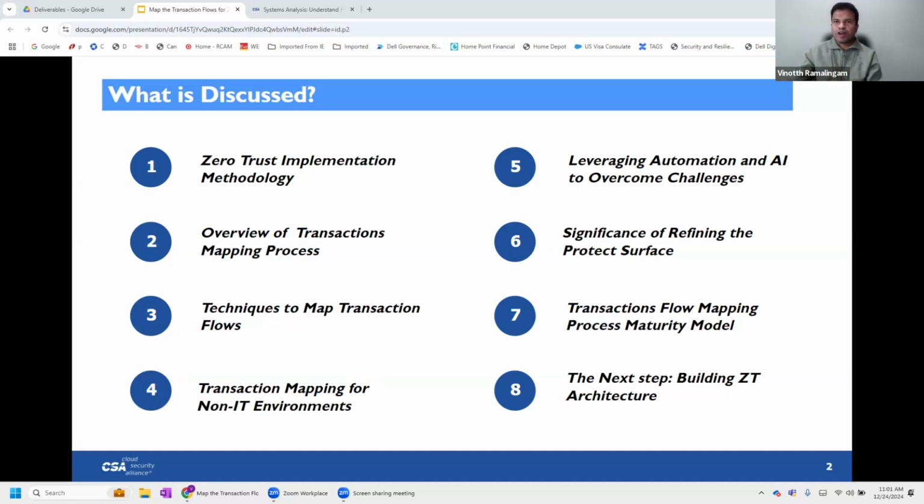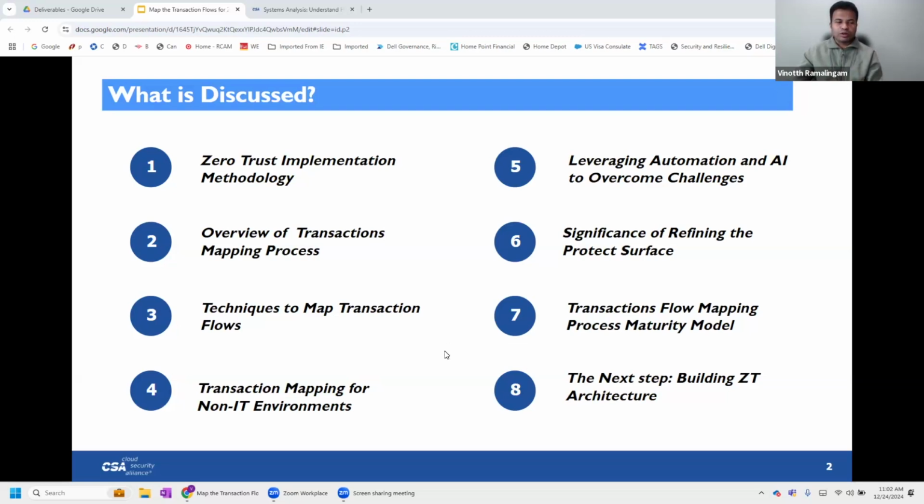So with that said, the agenda for today is to get an intro about the ZT implementation methodology, and then talk about this particular paper, an overview of transaction mappings, and the techniques that we've been discussing in this. Then the challenges, especially for non-IT environments, and what other techniques we can leverage to ease the implementation by using AI, automation, etc. And then the process maturity, which is one of the important topics. And finally, why mapping transaction flows and how it aids ZT architecture implementation.